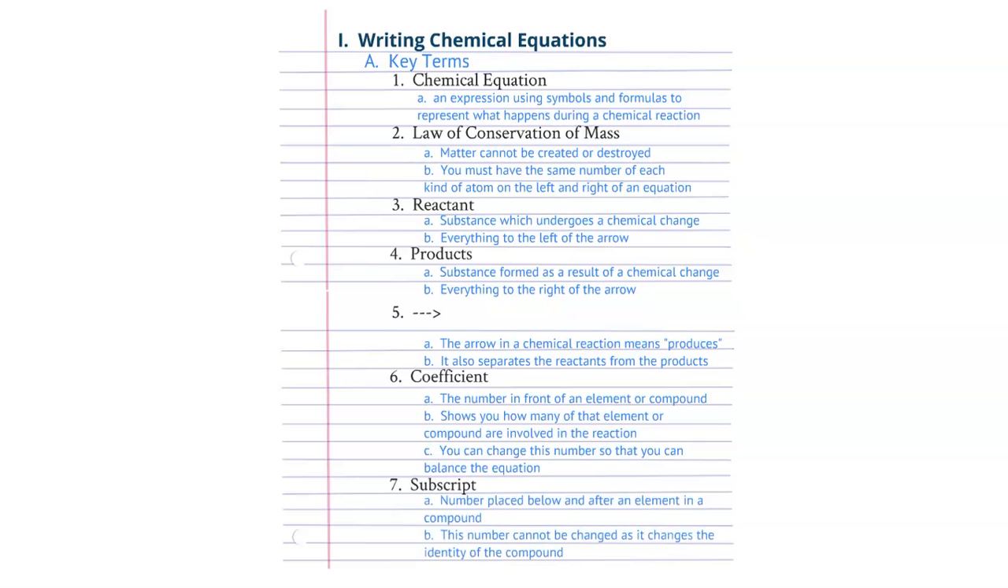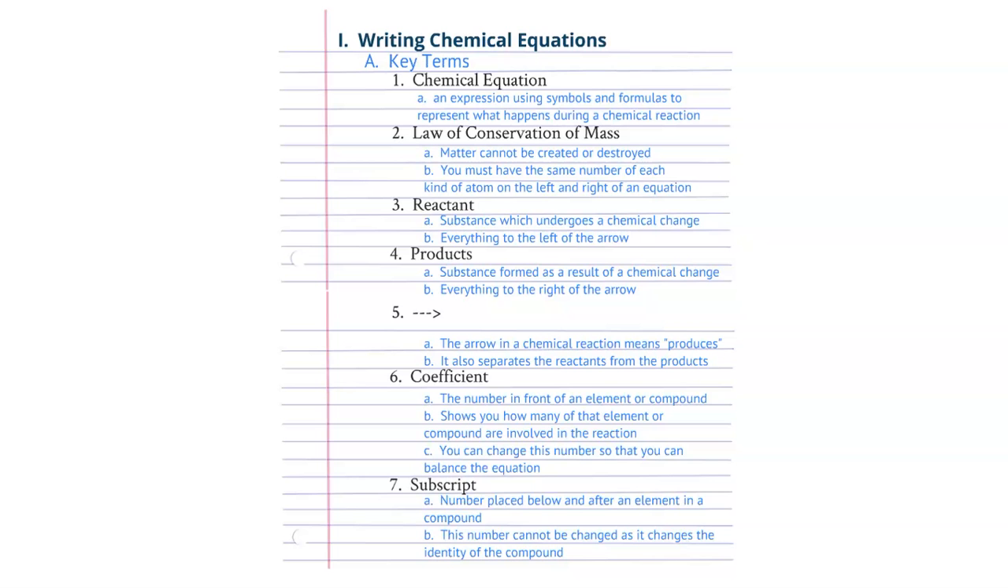And lastly, the subscript, which is the number placed below and after an element in a compound. This number cannot be changed as it changes the identity of the compound. And we looked at this when we made compounds with our periodic table. If you're joining lithium, which tends to give away 1 electron, with nitrogen, which steals 3, you need 3 lithiums to make that nitrogen happy. So you'd have Li, and then the little 3, and then the N for nitrogen.